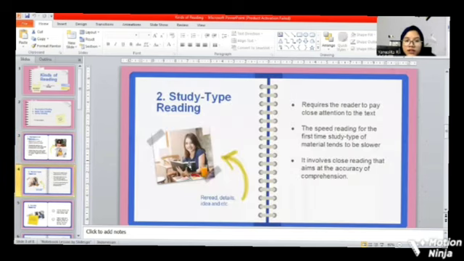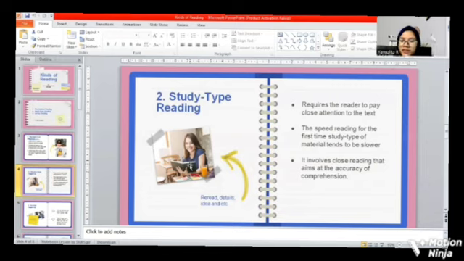And then the second one is study type reading. Study type reading usually requires the reader to pay close attention to the text, because a good reader looks for significant ideas and details. The reader then tries to understand how these ideas and details relate to one another and how they fit into the general topic.